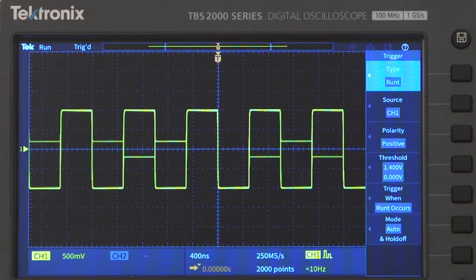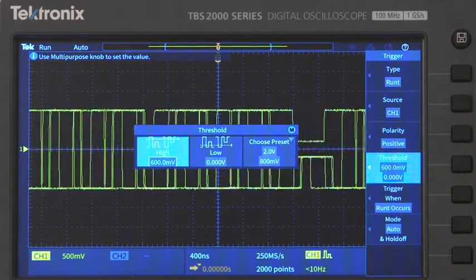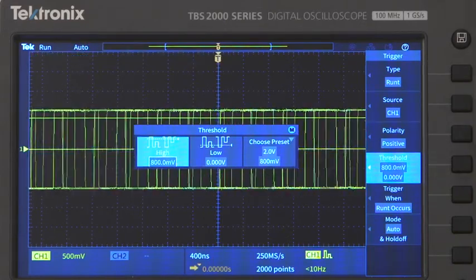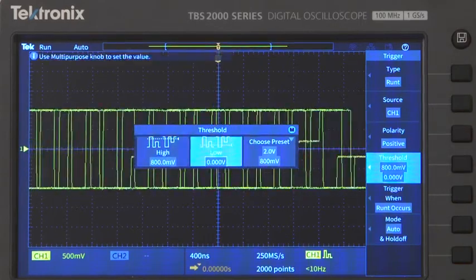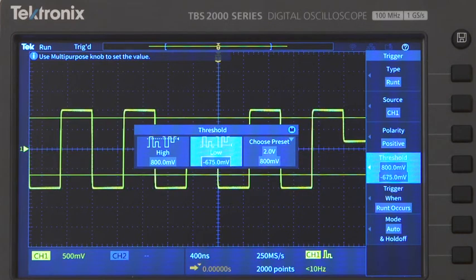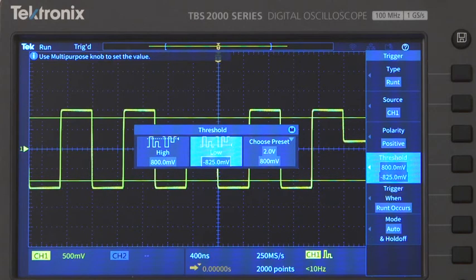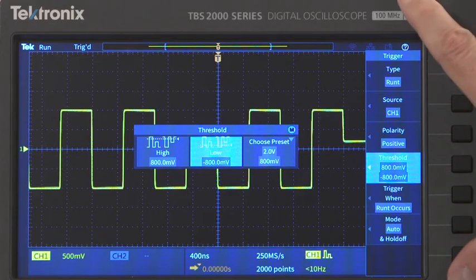Now let's capture a positive runt. The polarity is already set to positive. I'll set the threshold to plus 800 millivolts and minus 800 millivolts. I'll leave the trigger when setting to trigger on any runt. And there's our runt.